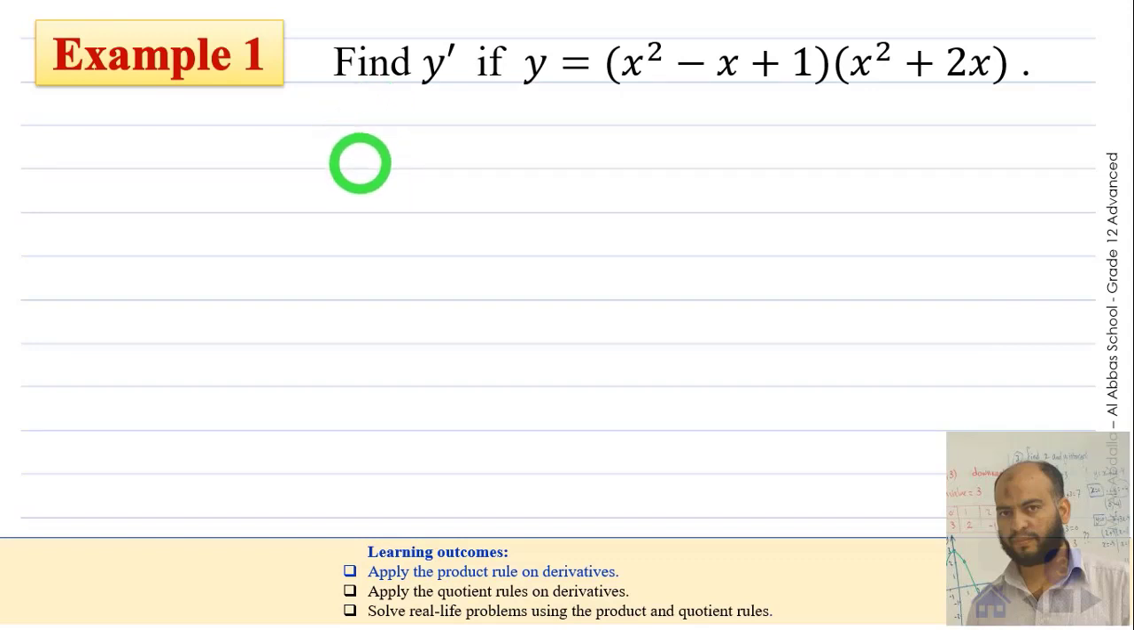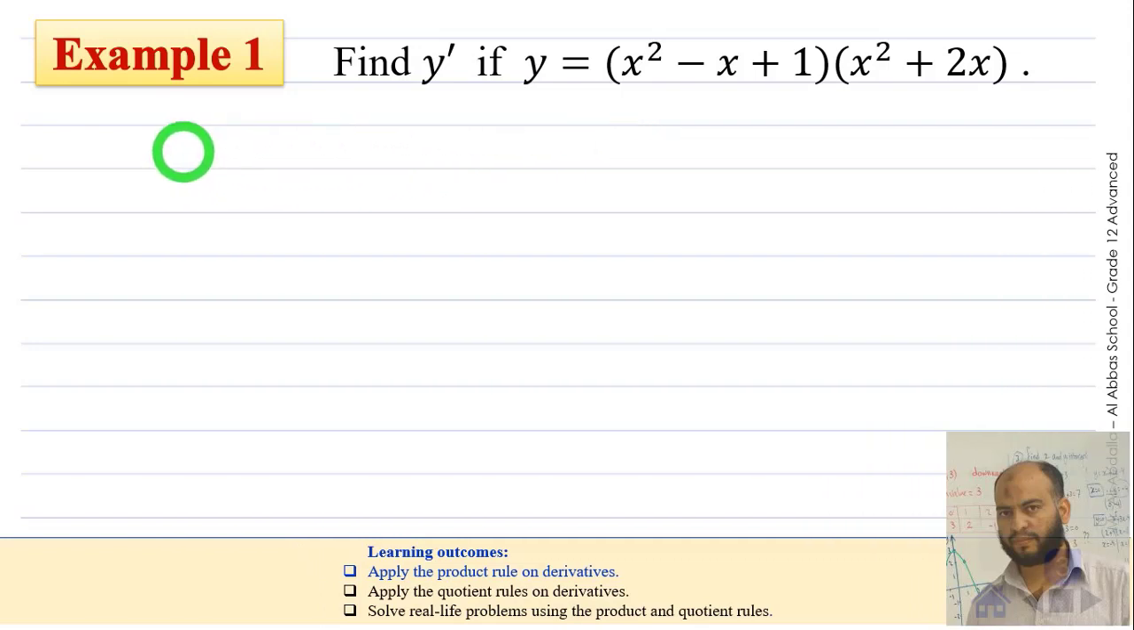We will begin by considering a simple example of the application of this rule. Example 1. Find the derivative of y if y equals x to power 2 minus x plus 1 times x to power 2 plus 2x. Here we have an equation which is a product of two functions. Since this is the case, we can find the derivative of this function by applying the product rule.